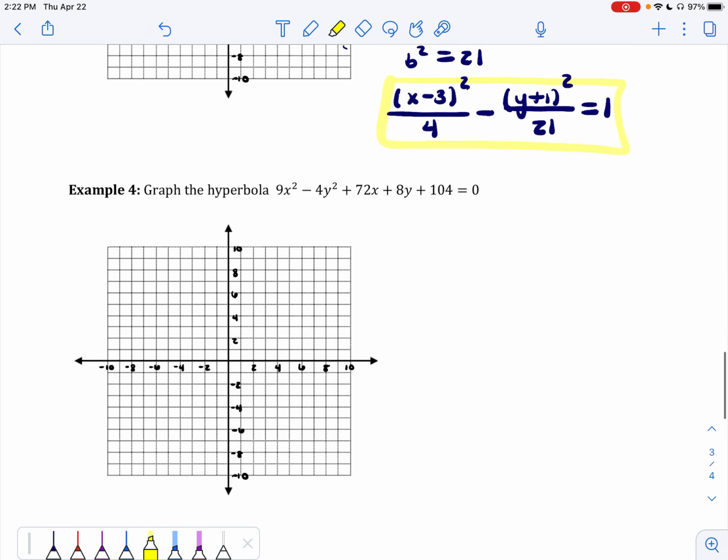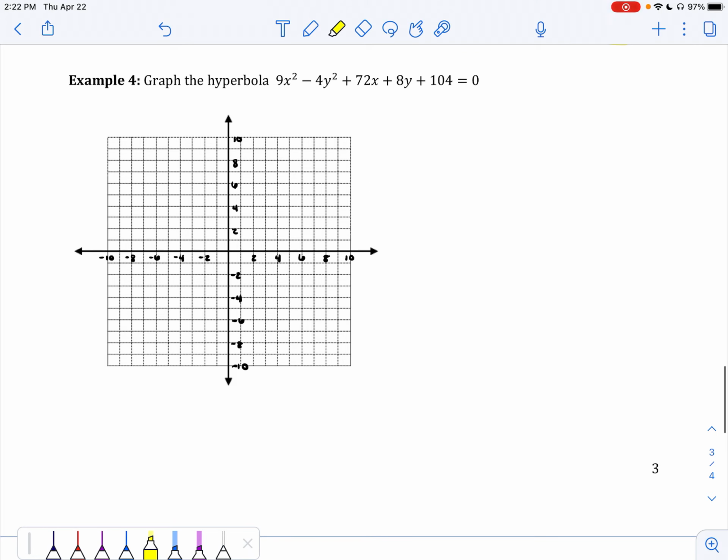All right, let's go ahead and look at example 4. The first thing you should notice on this one is that it's definitely not in our standard format. So the very first thing we're going to want to do on this one is to complete the square. Remember, we want to start by rearranging, so group our terms together.